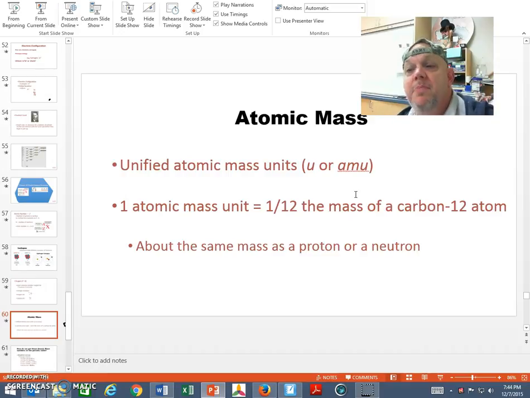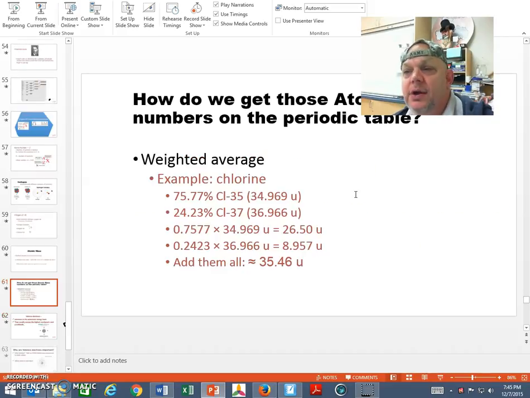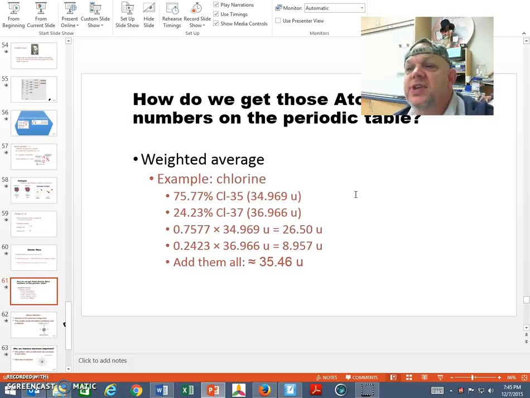All right, atomic mass is basically an AMU or u. I usually use AMU. So an atomic mass unit is 1/12 the mass of a carbon-12 atom, which is about the same as the mass of a proton or a neutron. Now there's another significance for that, but we'll talk about that later. How do we get those atomic mass numbers on the periodic table? Well, what we actually see are averages. So here we can look very quickly at chlorine.